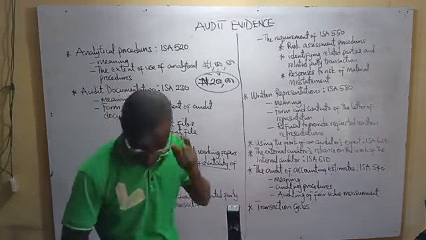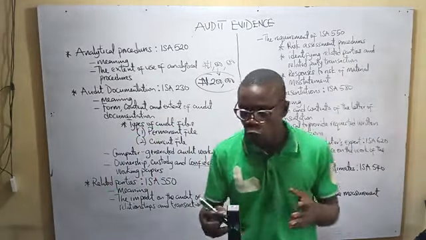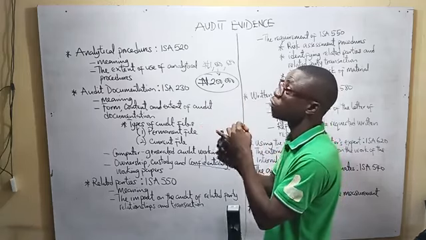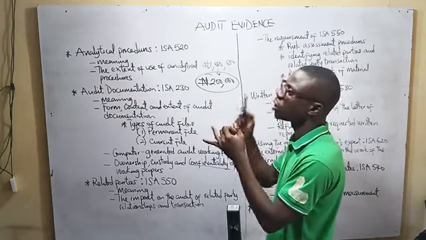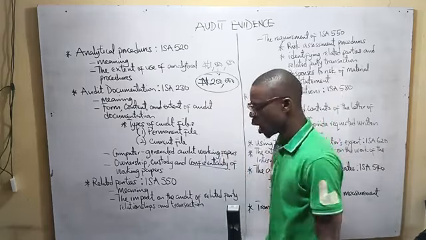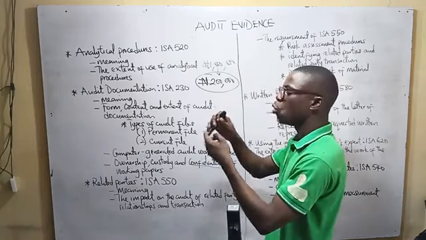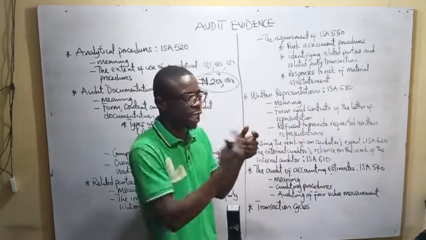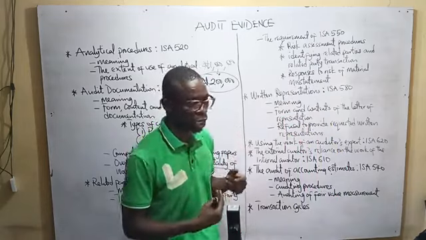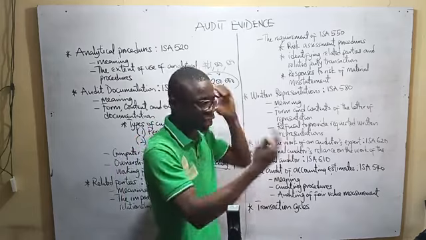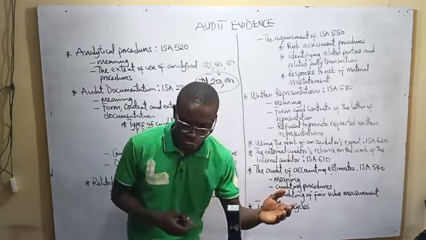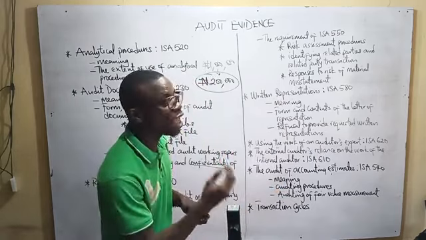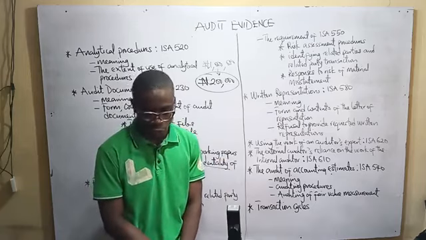Now, when you have understood the nature, the scope, and the objective of the expert's work, and you have obtained the terms of engagement between the expert and the management, between the expert and the auditor, what will you do now? That means you now evaluate the adequacy of the expert's work. How do you evaluate the adequacy of the expert's work?